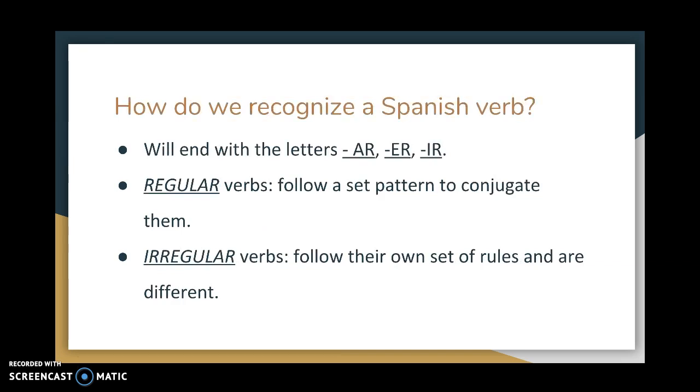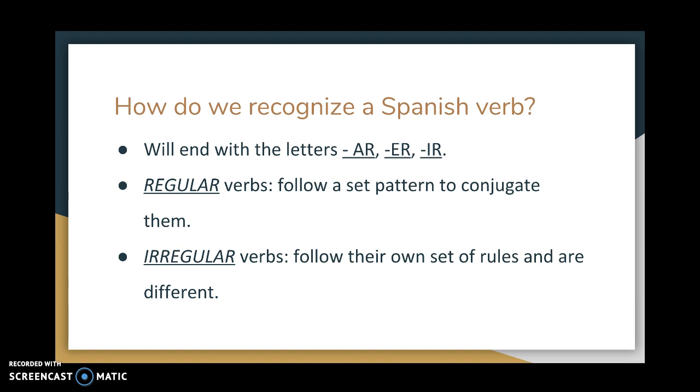Finally, it's really important to know how we recognize a verb in Spanish. The first thing you need to know is that all verbs will end with the letters AR, ER, or IR. And there are 2 specific types of verbs you need to be aware of. Regular verbs, in other words, the majority of the verbs, follow a set pattern. We always follow a set pattern to conjugate them.